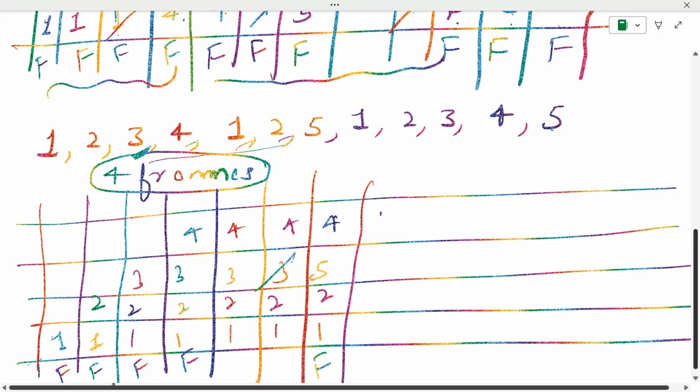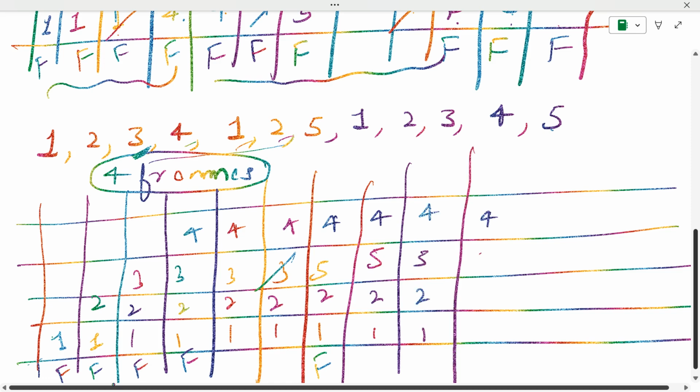Now 1 we are referring, so it is not a page fault. 2 we are referring, it is not a page fault. 3 we are referring, 3 is not there, it is a page fault, right? So for 3, which page are we going to replace? Out of 2 1 5 and 4, 4 came first, so 4 will be replaced with 3. Okay, so this is a page fault.